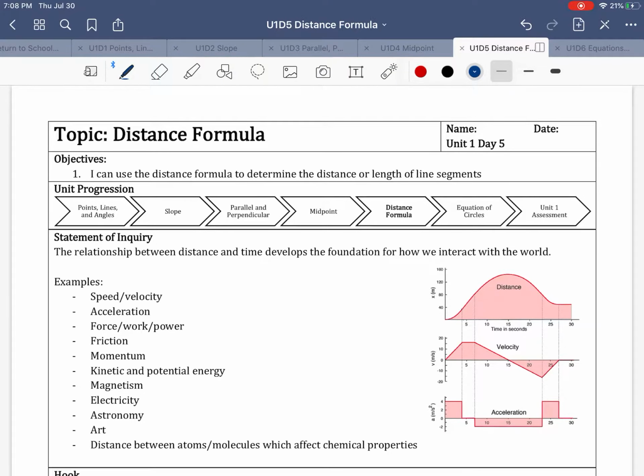Hi you guys, today we're talking about the distance formula, Unit 1, Day 5. Our objective today is that I can use the distance formula to determine the distance or length of line segments. Now we're getting close to the end of our unit. We're talking distance today, equations of circles next class, and then we'll have our Unit 1 assessment.